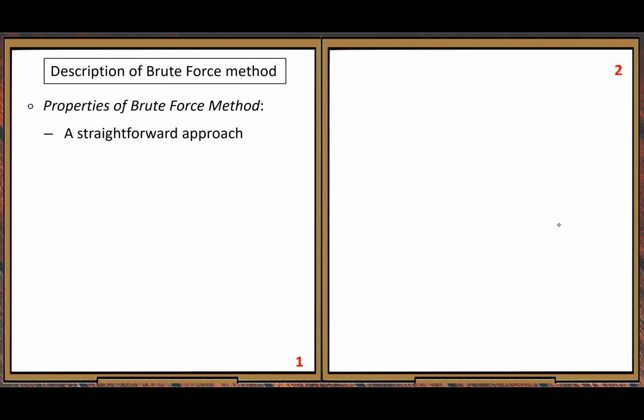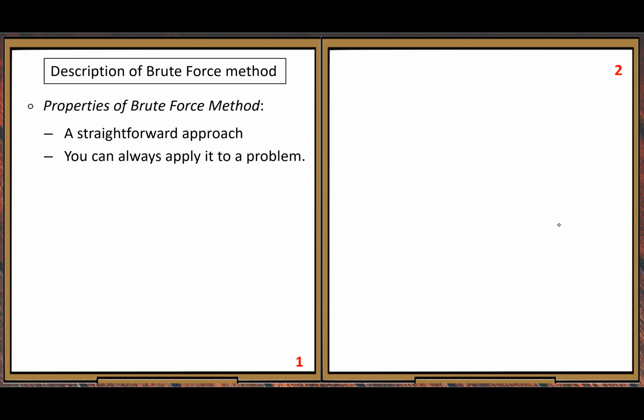Properties, the first one, it's a straightforward approach. Here we're talking about a computing problem. You solve a computing problem without using any special techniques. If you use some special techniques, then people may not treat it as brute force. Or with the minimum advanced knowledge, you can use the knowledge that everybody knows. Everybody, here I mean, in our CS field, basic CS training.